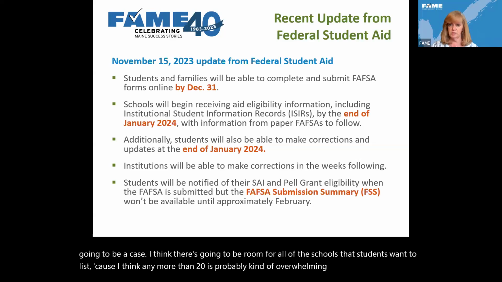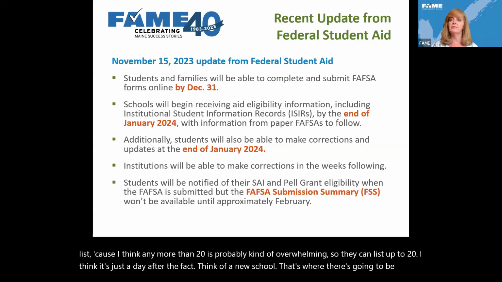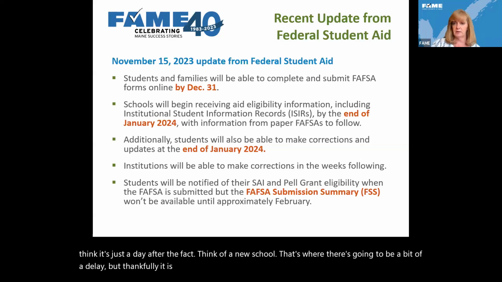So they can list up to 20. I think it's just if they, after the fact, think of a new school, that's where there's going to be a bit of a delay. But thankfully, it is 20. So that will make that part of it at least a little bit easier. Okay, so that's what we know.